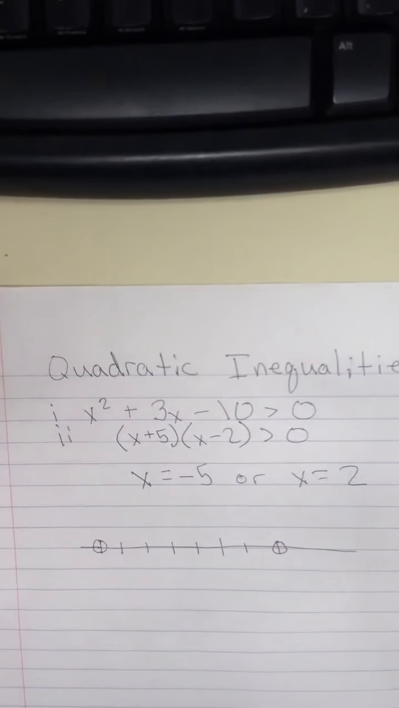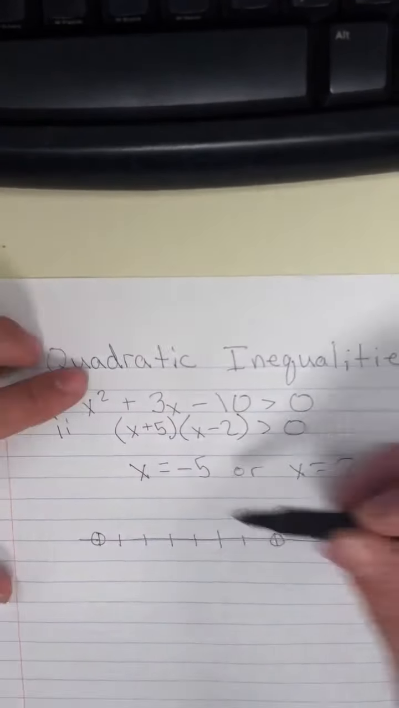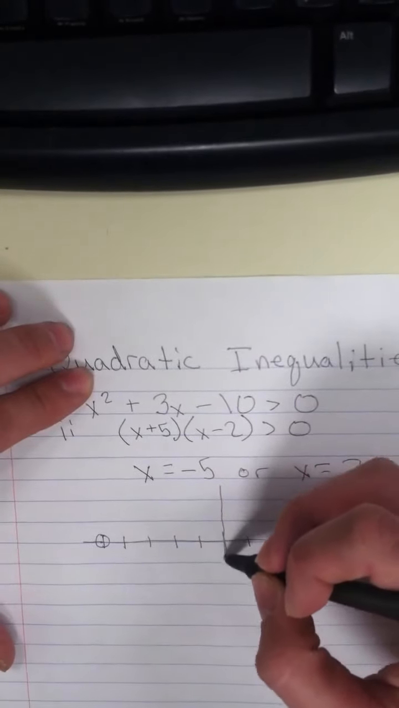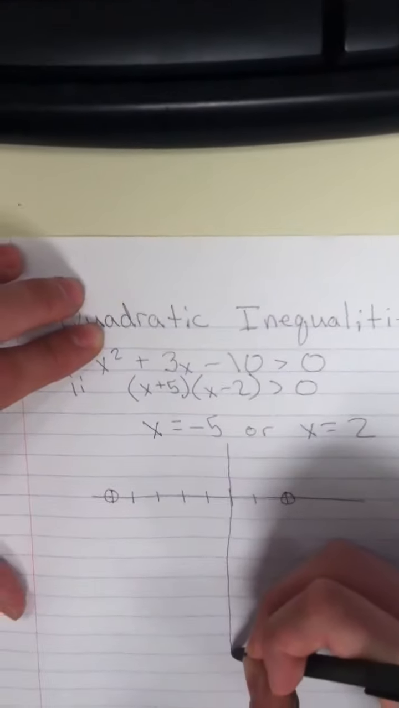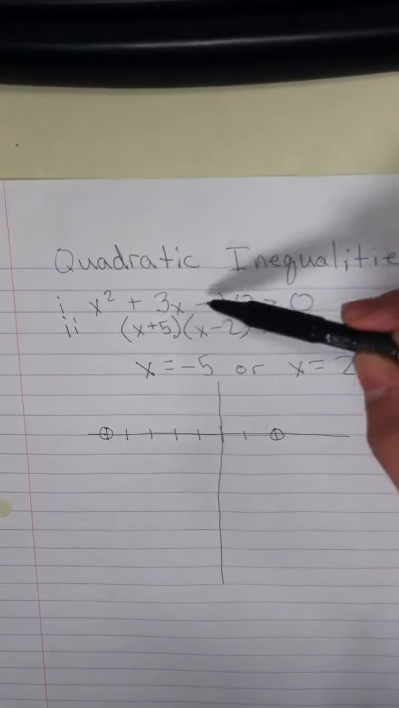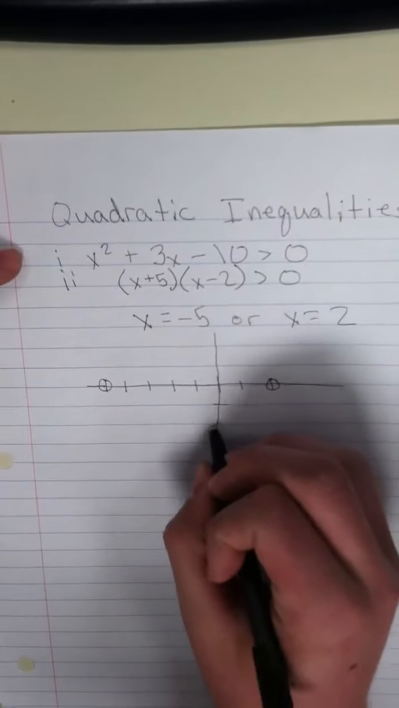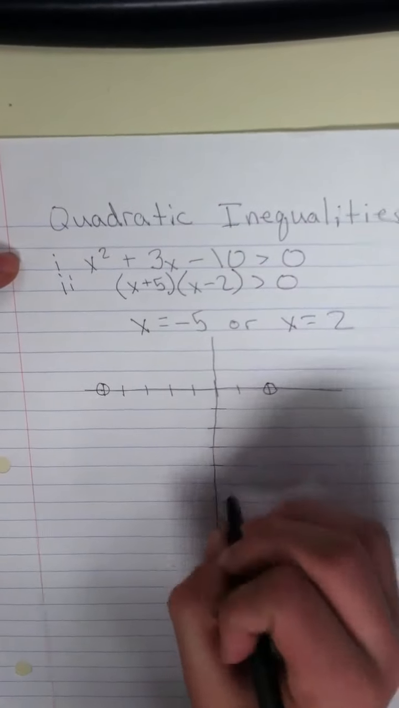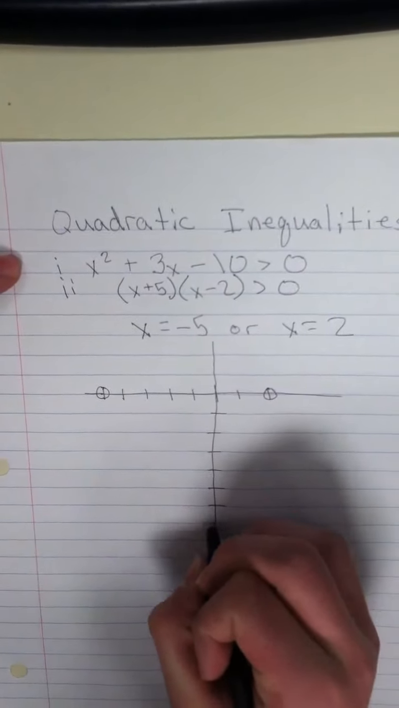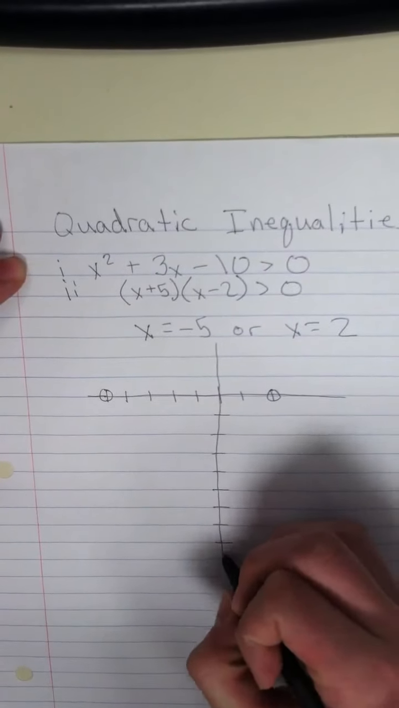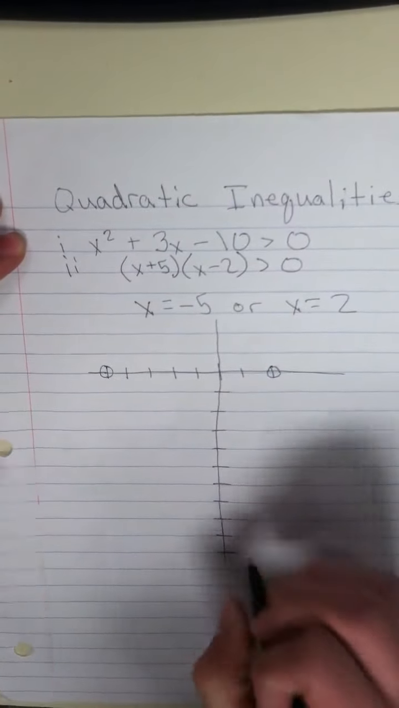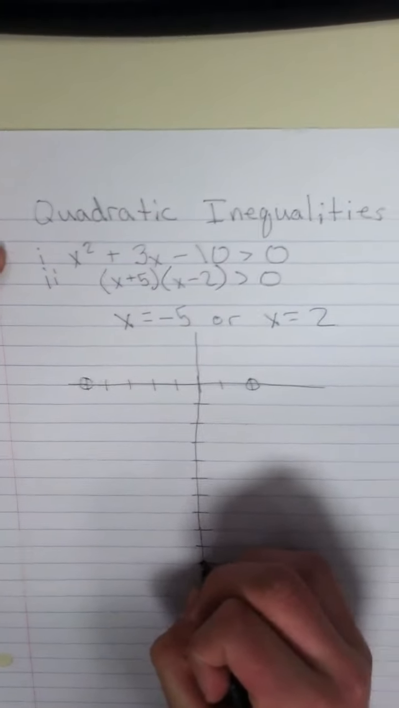Now I'm going to make my y-axis, so I'm going to make a straight line down 0. And I know that the y-intercept is negative 10 because it says so right here. So let's go down 10 spots. So 1, 2, 3, 4, 5, 6, 7, 8, 9, 10. And here's our y-axis.